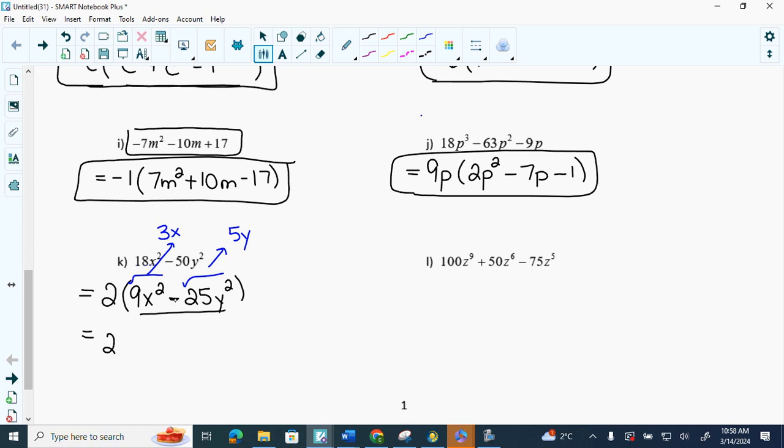And it has to have a difference sign. If it has a plus sign, you're done. You can't do anything about it. There is no addition of squares. You're just done. So here I'm going to be left with 3x at the front of each bracket because it came first, 5y at the back of each bracket because it came second. Plus, minus.